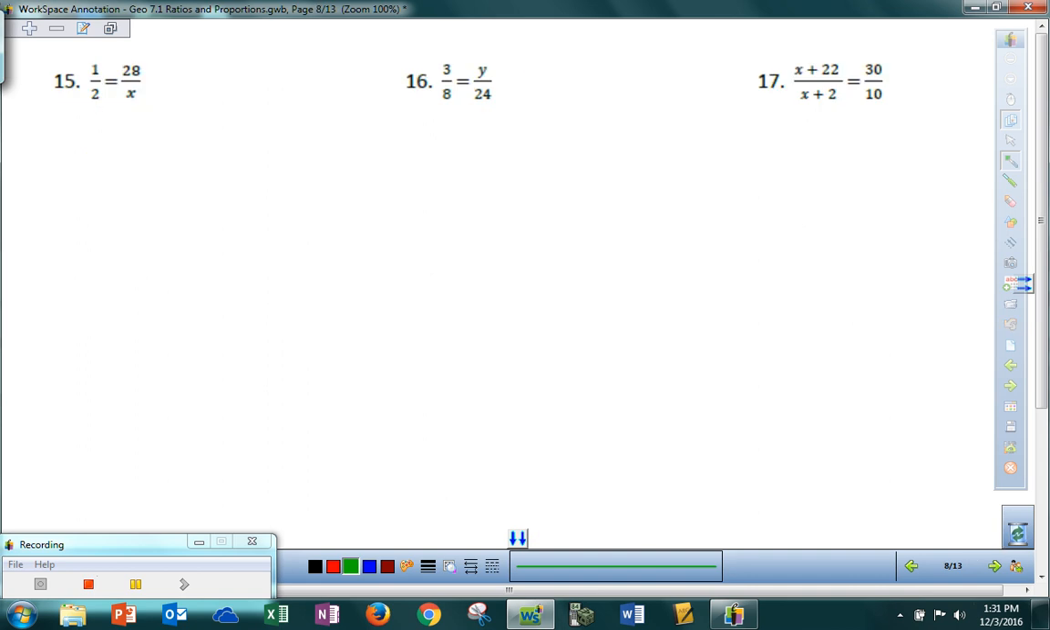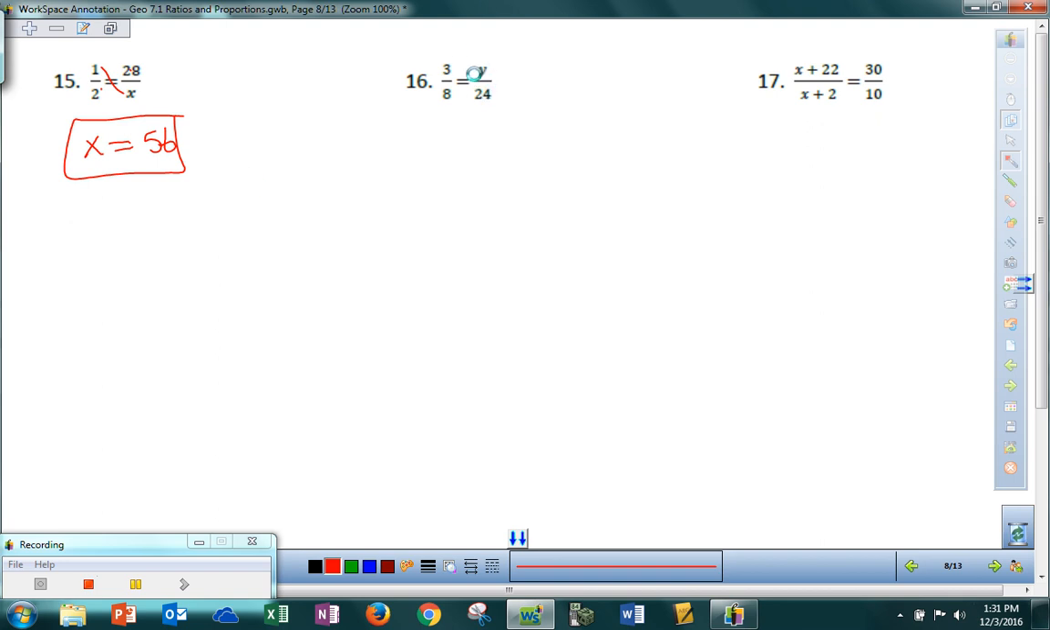Okay, go ahead and pause the video and take care of 15 and 16. On number 15 here, 1 times x is just x, and we've got 2 times 28 as 56. This one was pretty easy to figure out based on 1 and x being by themselves there.